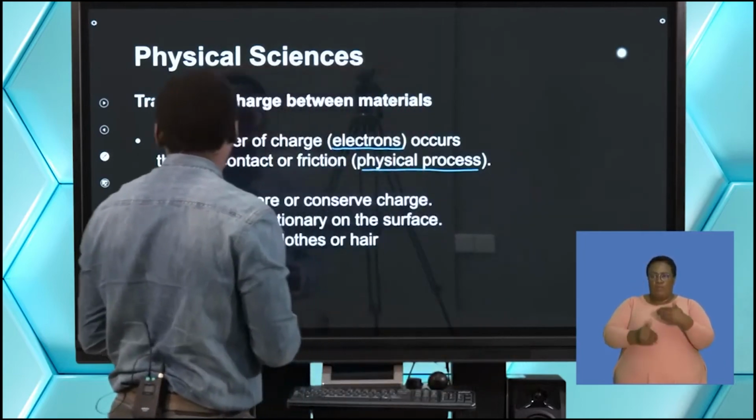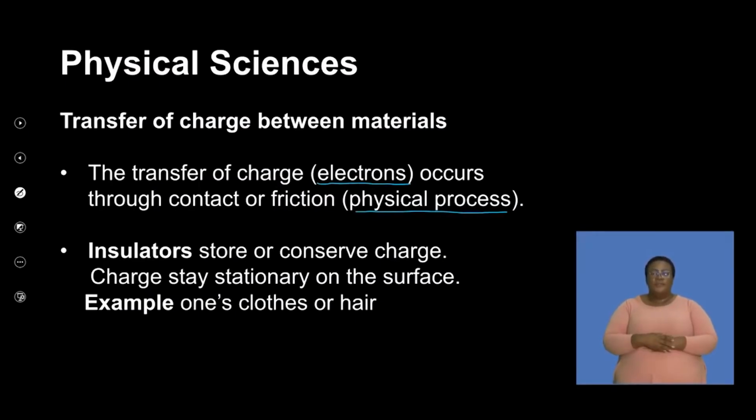All right. So insulators, they store or conserve charge, because this is a physical process. It is a property of a particular material. So charge stays stationary on the surface of an insulator. This is, for example, your clothes or your hair. Let's make a specific example.